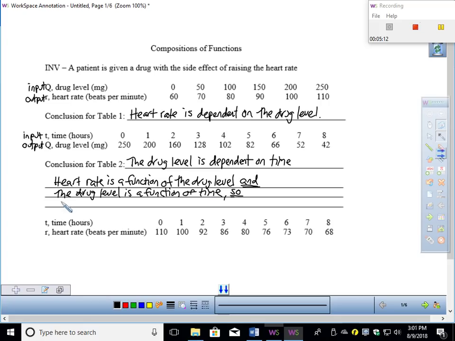So as a result, heart rate is a function of time. Now we're going to track this a little bit. So inputs and outputs. So remember, output is always a function of the input. So that is our outputs. Time will be our input.